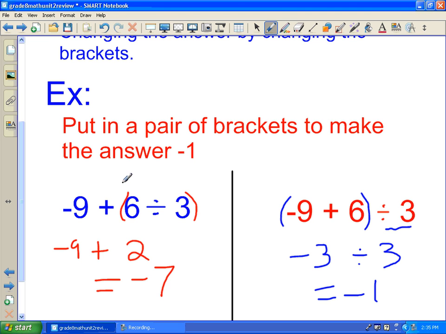So sometimes you're going to have to kind of experiment and try your brackets there, then try it in the other spot and see which way it'll give you the answer that you're asked to find.